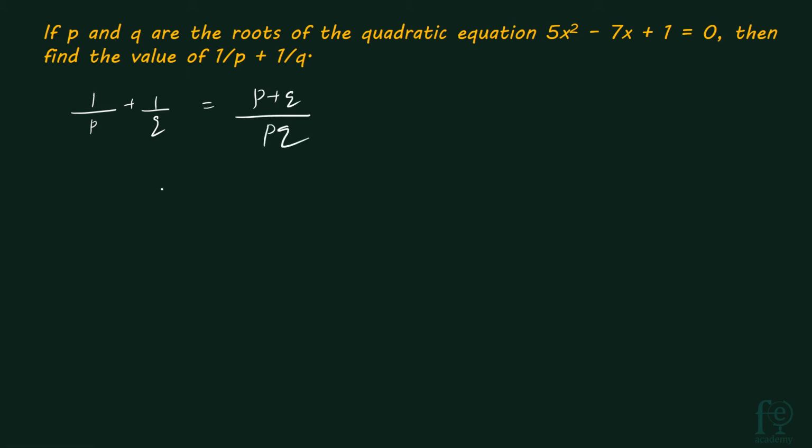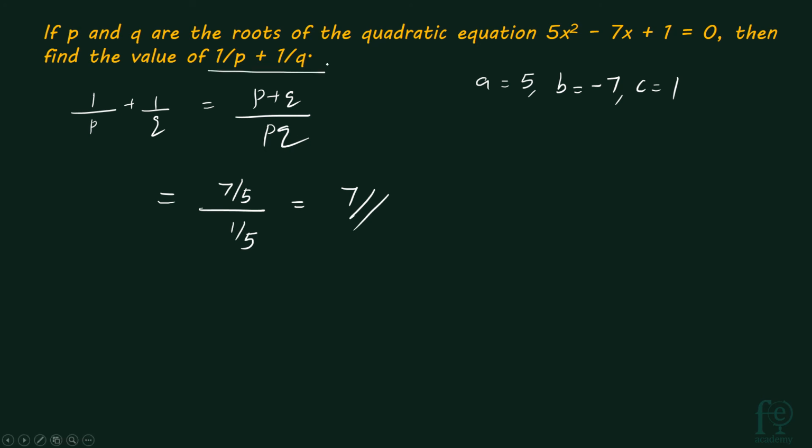So what is p plus q? p plus q will be equal to minus b by a. Here a is equal to 5, b is equal to minus 7 and c is equal to 1. So p plus q will be equal to 7 by 5 and your pq will be equal to 1 by 5. p and q are the roots, so product of the roots and sum of the roots. So 7 by 5 divided by 1 by 5 gives you 7. So don't just be afraid by seeing this 1 by p plus 1 by q, how to find out. You just simplify the expression. So you will be getting sum of the roots divided by product of the roots.